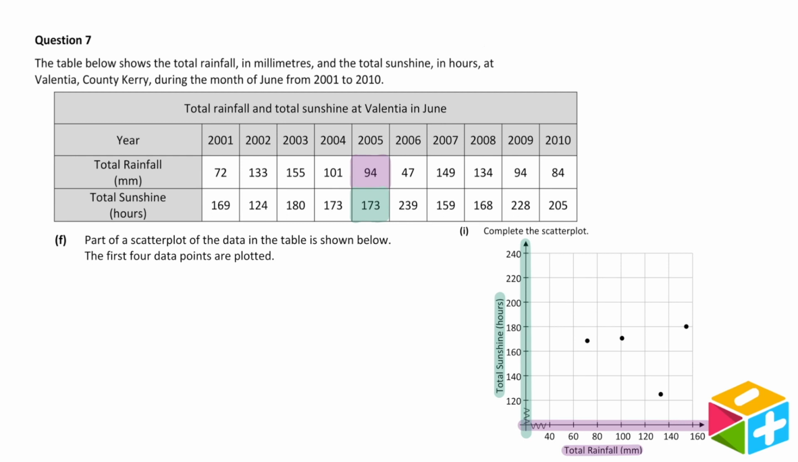First up, we'll have a rainfall value of 94 and a sunshine value of 173. To plot this, we'll go to 94 on the horizontal rainfall axis and 173 on the vertical sunshine axis and plot a point right there. The next point has a rainfall value of 47 and a sunshine value of 239. So the point would be right here. The rest of our points can be plotted in a similar way.